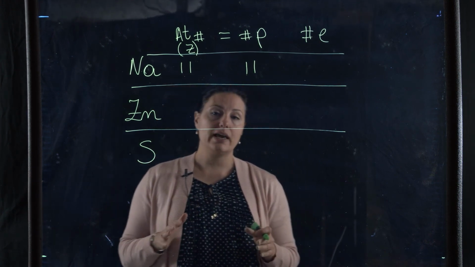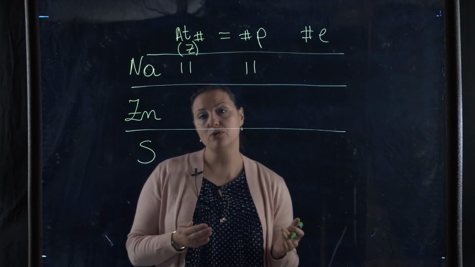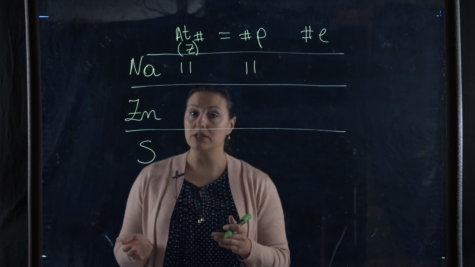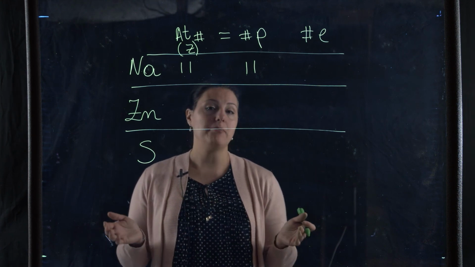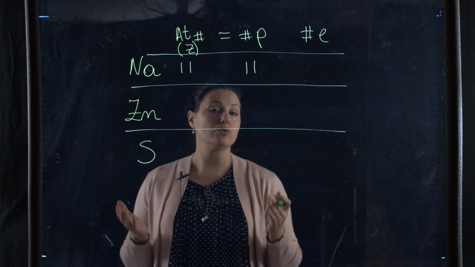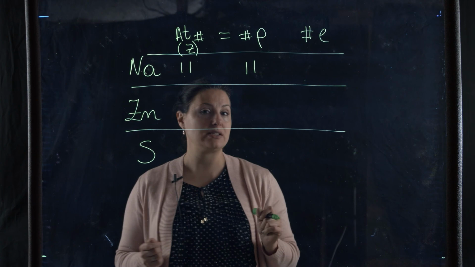And once again, the number of protons is unique to each element. If I change the number of protons, I change the element. Therefore, for the same type of element, all of its atoms will contain the same number of protons, and that is 11 in this case because I have sodium.